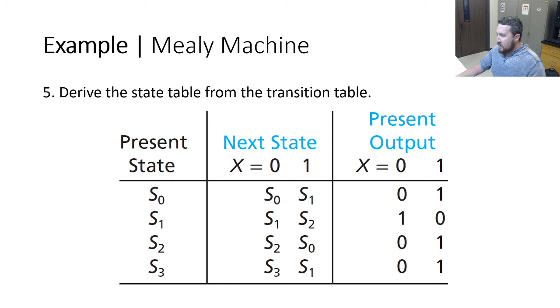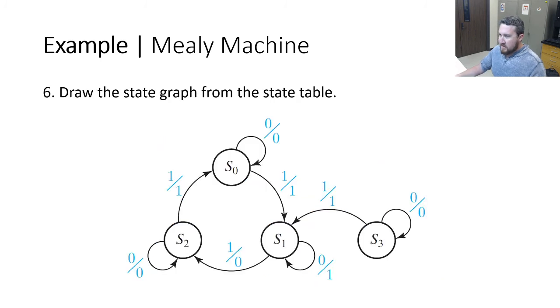So the last step is to take this and make our state graph. Now notice that it's a little bit different than the one we saw before. So this is a Mealy machine state graph. We've got our states just inside the bubbles by themselves. And then here on the top line, that's our input, and then here we have our output.